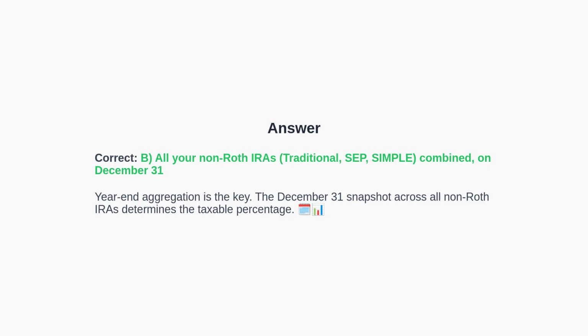The correct answer is B. The Pro Rata Rule aggregates all your non-Roth IRAs on December 31st. The taxable portion of your conversion is determined by the pre-tax share of your total IRA balances at that year-end snapshot. Next, let's walk through a quick illustrative example.